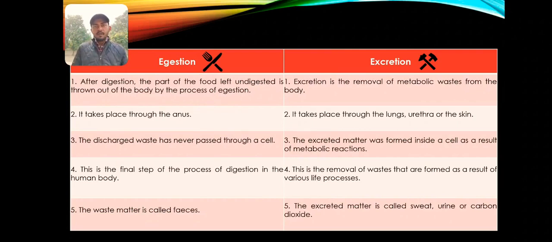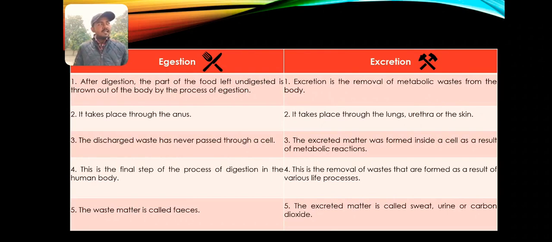The discharged waste has never passed through a cell. The discharged wastes which we have ingested have never passed through a cell. We simply put it in our mouth, and it has traveled all the way along the alimentary canal and is being discharged. It has never reached the cell till now. Whatever reaches the cell is already absorbed in the small intestine, but what we ingest and discharge has never gone into a cell. This is the final step of the process of digestion in the human body.